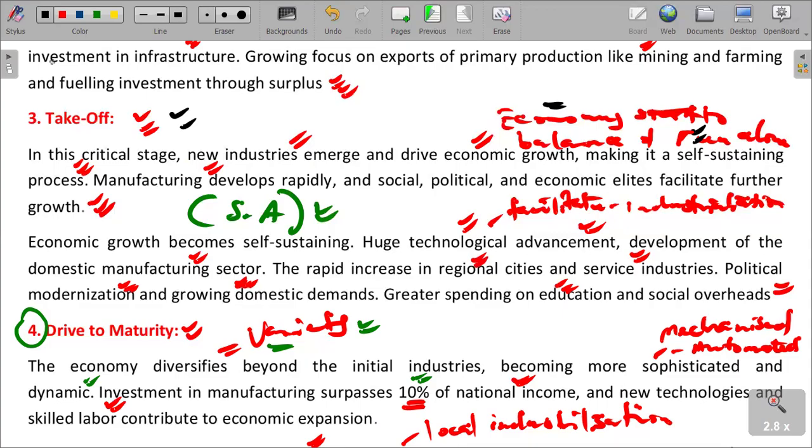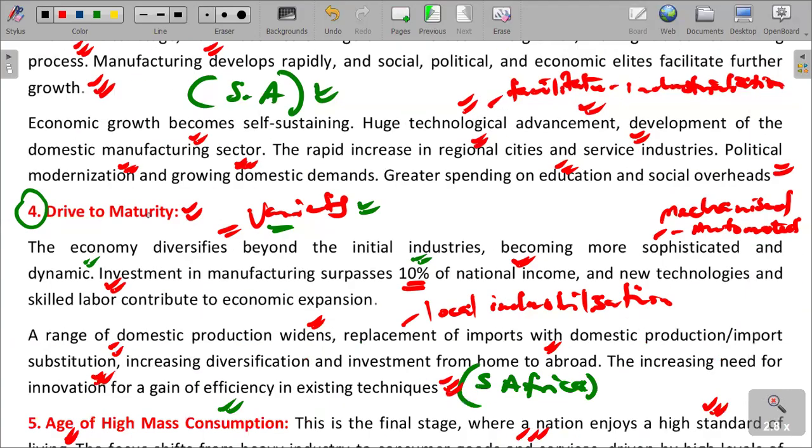Political modernization, in terms of the allowance and participation of people in elections and so forth. Instead of political influence being in the hands of the few, we now have the principles of democracy taking part. And therefore, this would also grow domestic demand, because people are now understanding each other. There is civilization, and again, there is greater spending on education and social overheads.